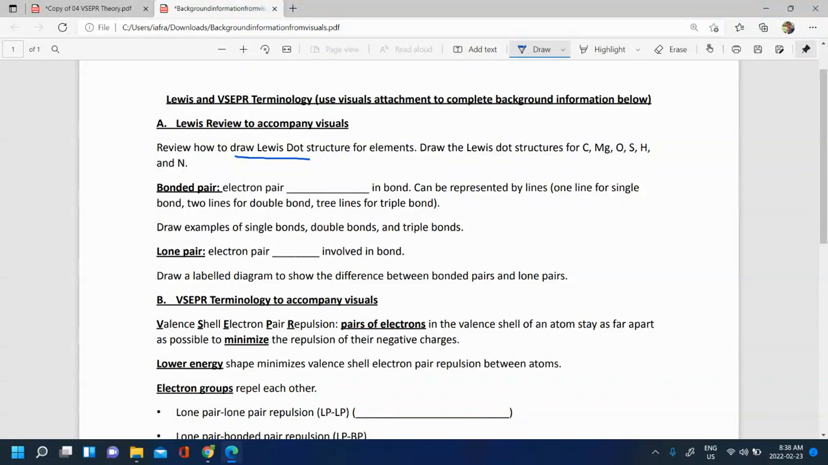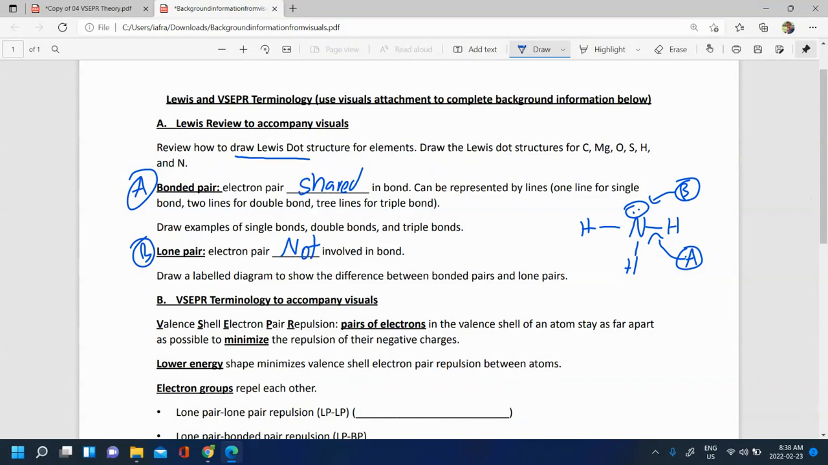And then you need to review some terms like bonded pairs. So electron pair shared in a bond. And then you should also review things like your single bond, double bond, and triple bond. And term lone pair, which are electron pairs not involved in a bond. So if we have this over here, for example, this is ammonia. We'll call the bonded pair A. So these are some bonded pairs here. And then we'll call the lone pair B. So this is a lone pair over here. And you should be able to explain the difference between those two.